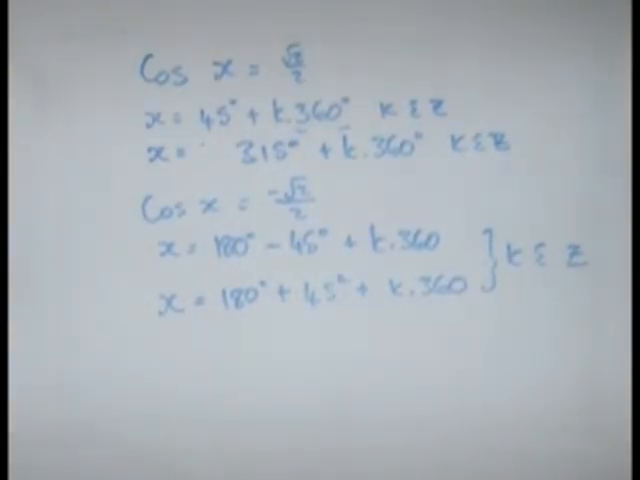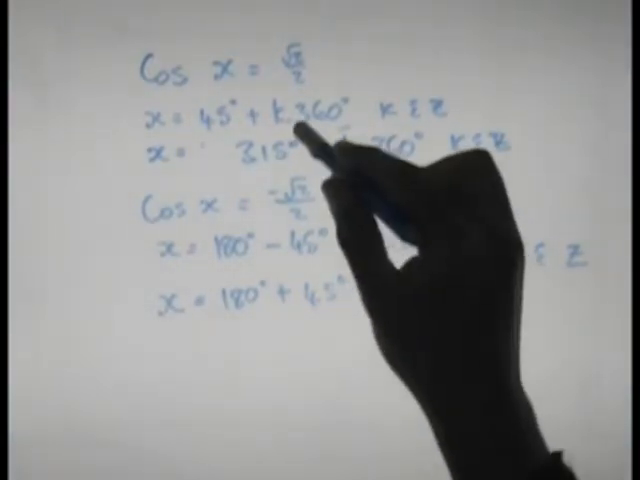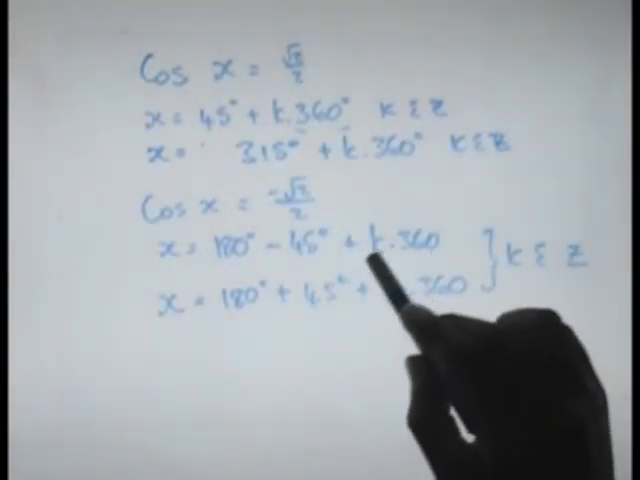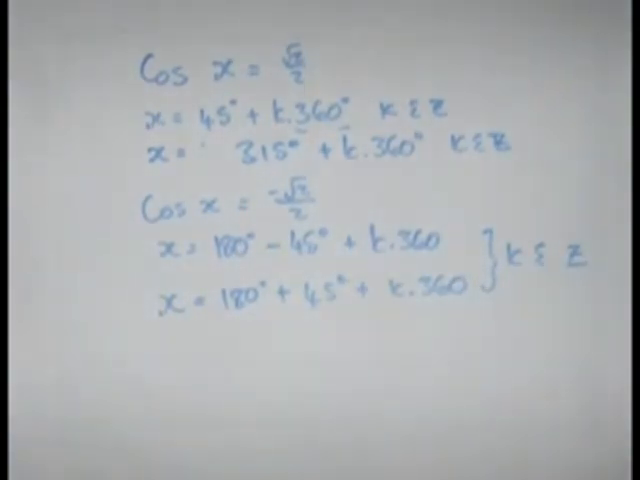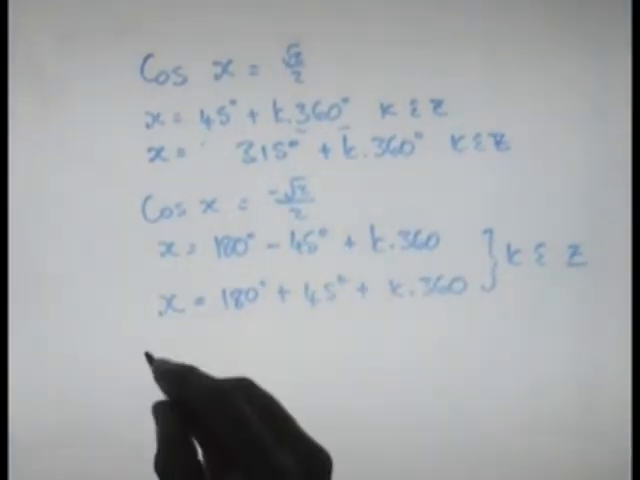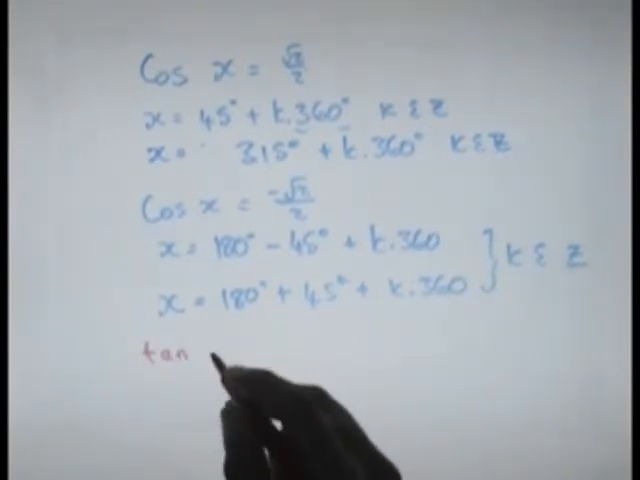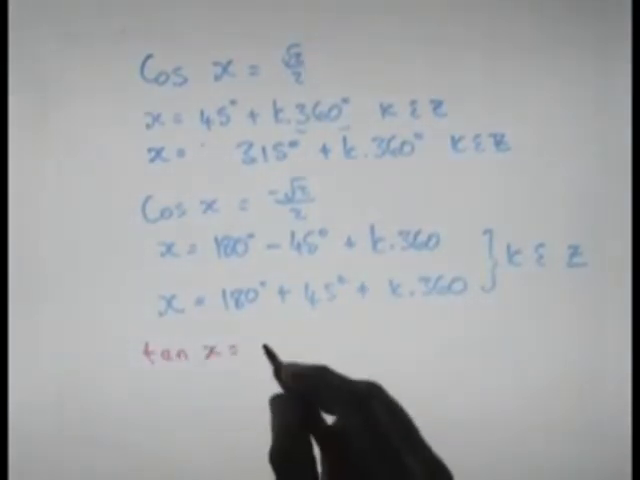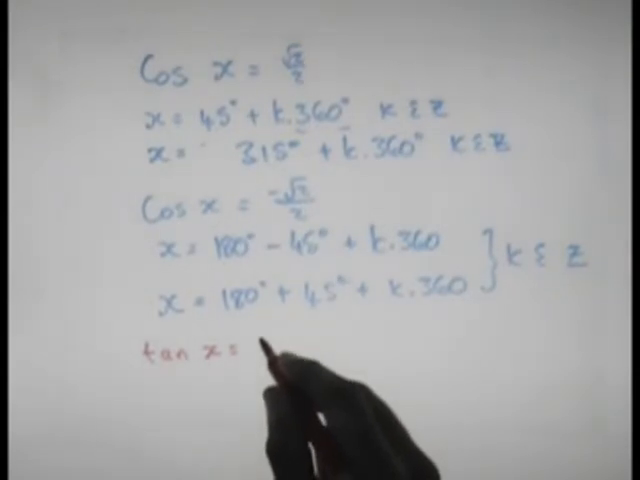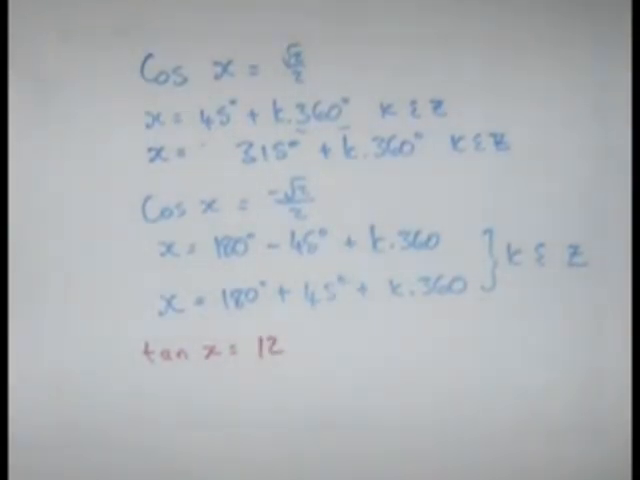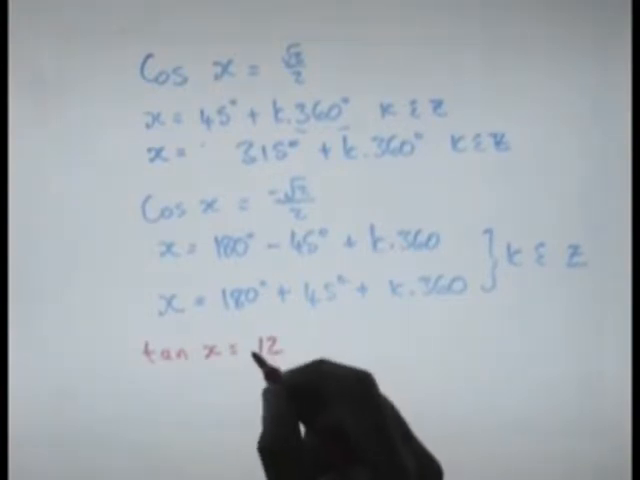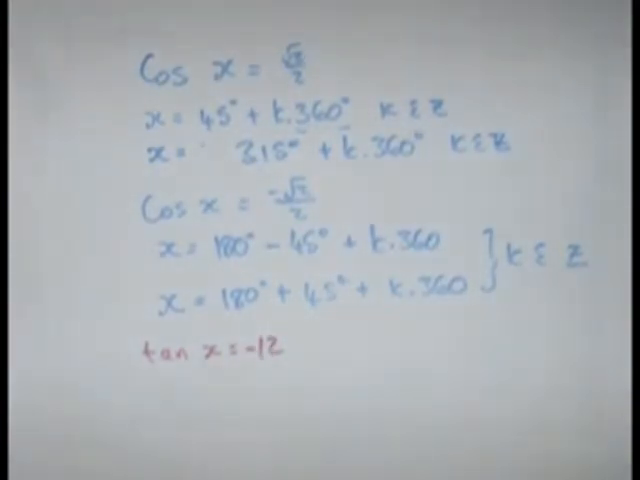Both cos and sine repeat themselves at an interval of 360 degrees. Tan is slightly different. Tan of x, let's say we're working with tan of x is equal to, let's say 12. Second function, in fact, let's make it complicated, negative 12. Now, second function tan of negative 12 on your calculator is going to give you an answer of negative 85.23 degrees.